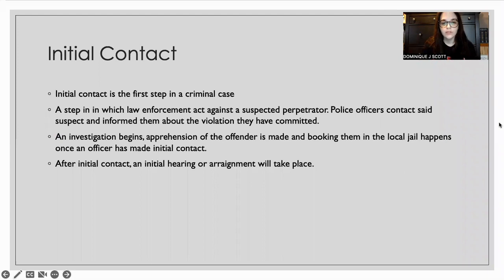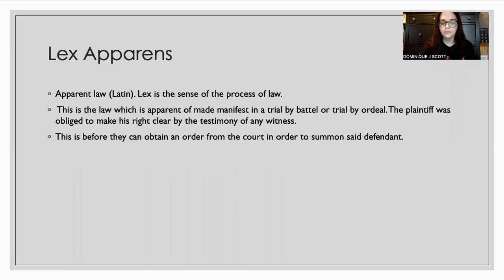Initial contact is the first step in a criminal case. In this step, law enforcement acts against a suspected perpetrator. Police officers contact said suspect and inform them about the violations that they've committed. An investigation begins, apprehension of the offender is made, and booking them into the local jail happens once an officer has made the initial contact. After this initial contact, an initial hearing or arraignment takes place.